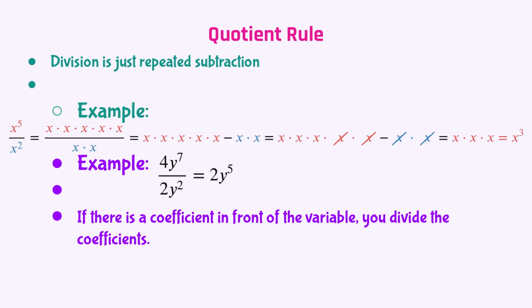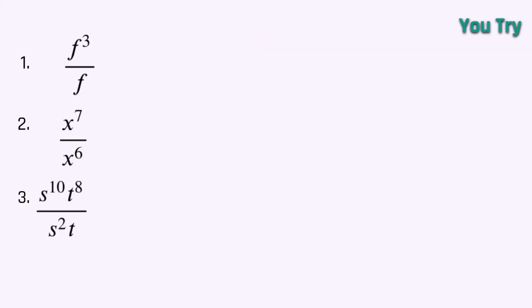So just like in the previous example, if there is a coefficient in front of the variable, you divide the coefficients. So you try, evaluate these expressions.